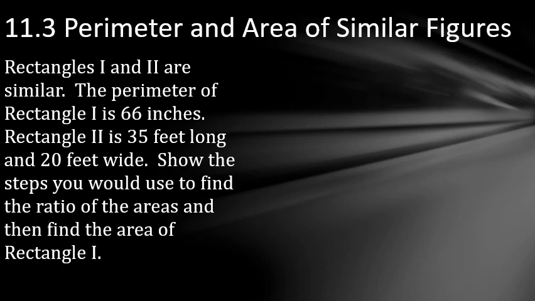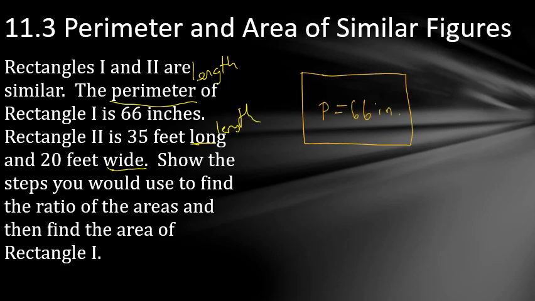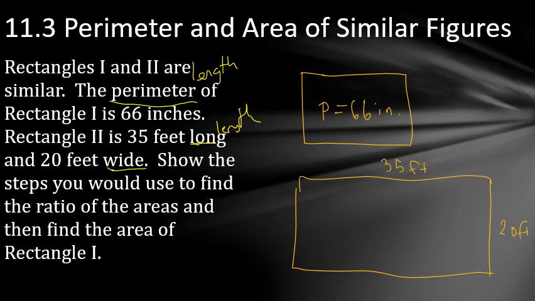Rectangles 1 and 2 are similar. The perimeter of rectangle 1 is 66. Rectangle 2 is 35 feet by 20 feet. Show the steps you'd use to find the ratio of the areas and then find the area of rectangle 1. Well, let's see. I know the perimeter, that is a length. And I know the length and width there, so those are also lengths. So I know lengths on both of them. There's my first rectangle. There's my second rectangle.